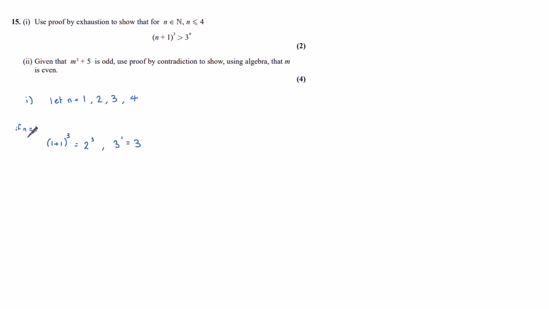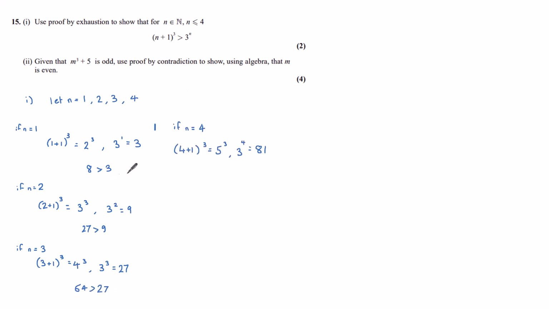Then when n is 1, (n+1)^3 would be 2^3, 3 to the power 1 would be 3, and 2^3 being 8 is certainly greater than 3. If n is equal to 2, (2+1)^3 is 3^3, 3 to the power 2 is 9, 3^3 is 27, which is certainly bigger than 9. If n is 3, then (3+1)^3 is 4^3, 3 to the power 3 is 27, and 4^3 is 64, which again is certainly greater than 27.